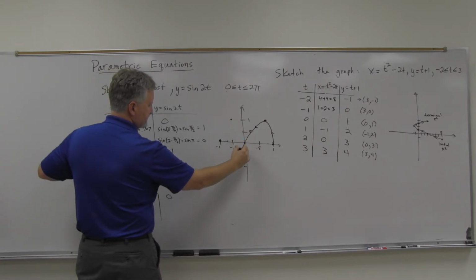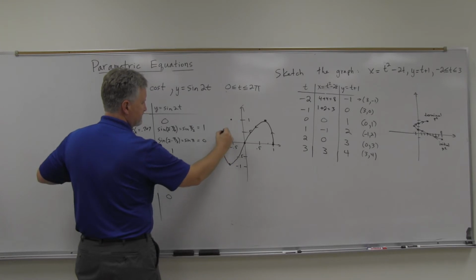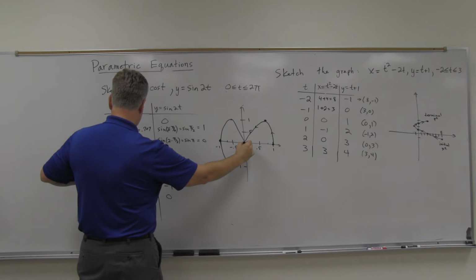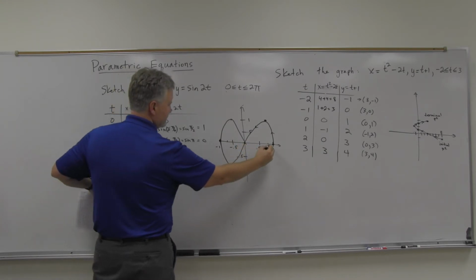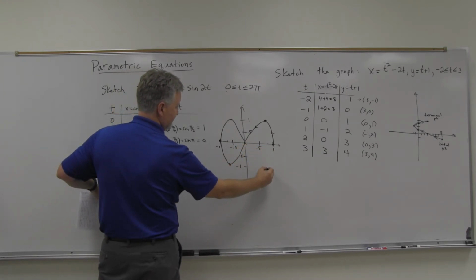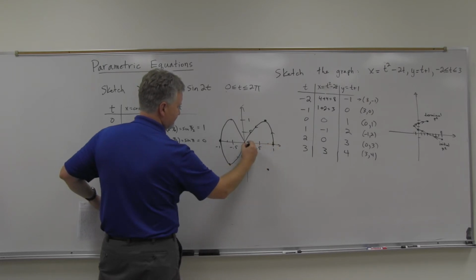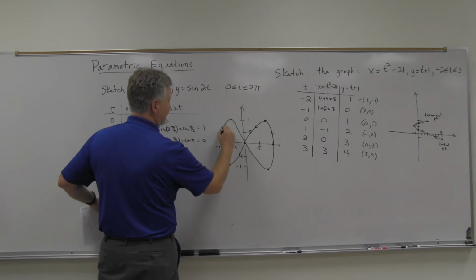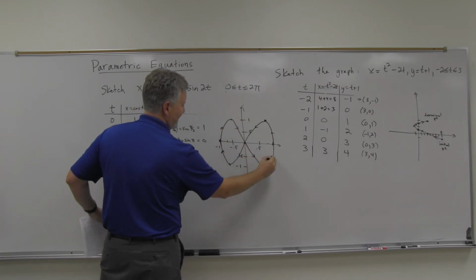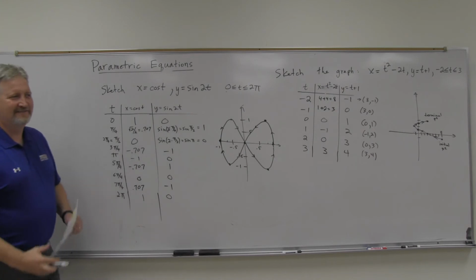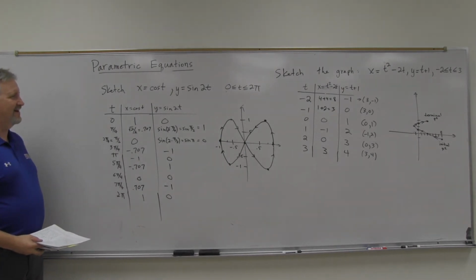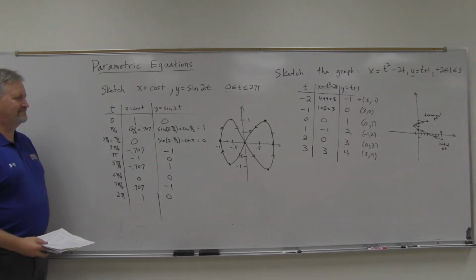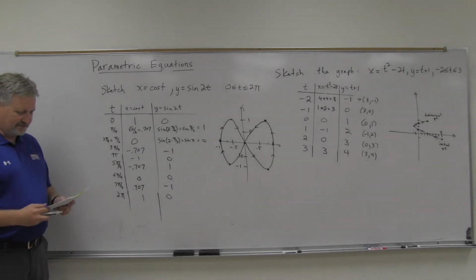So you can see it's starting, and then it comes back to 0, 0, and then positive 0.707, negative 1, and then back to 1, 0. Infinity. That's how you do infinity on a graph. Little parametric equation. Interesting.